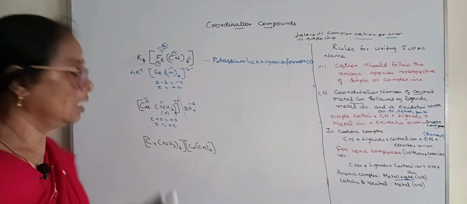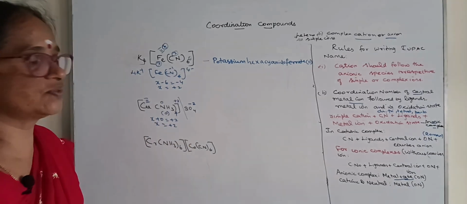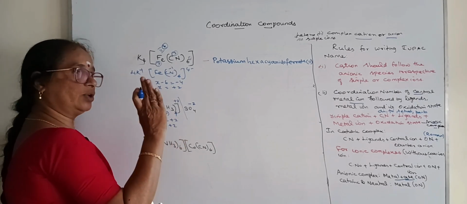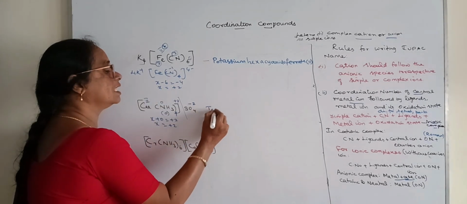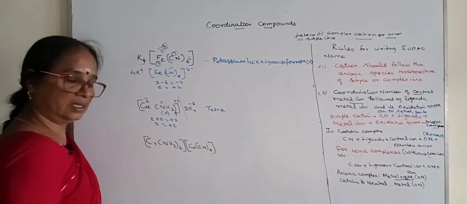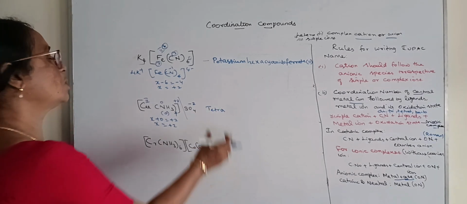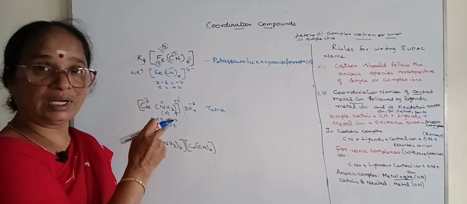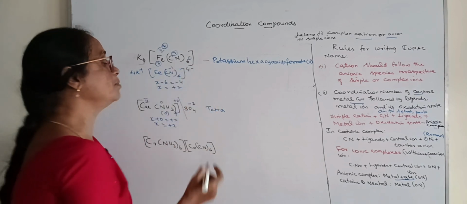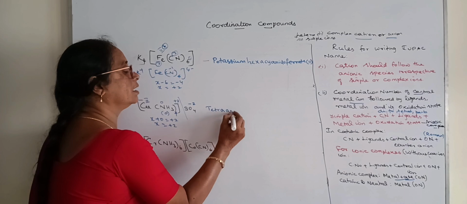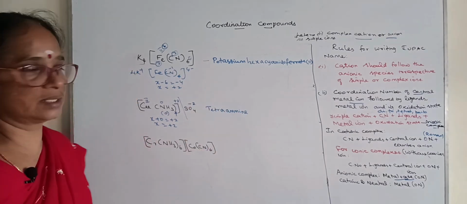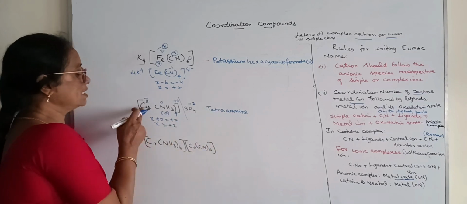That's all. Now let us name the complex first of all. What is the coordination number? 4. 4 is tetra, and the first letter starts with a capital letter. So tetra. Amine, because ammonia is neutral and has its special name, amine. So I am writing tetraamine. See, double M I have to write. Tetraamine.